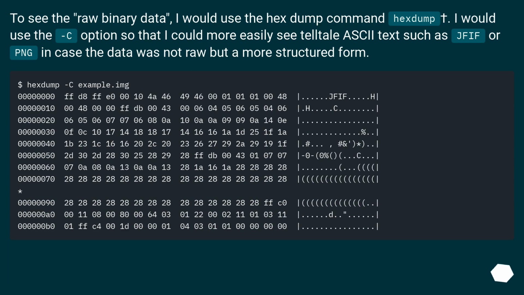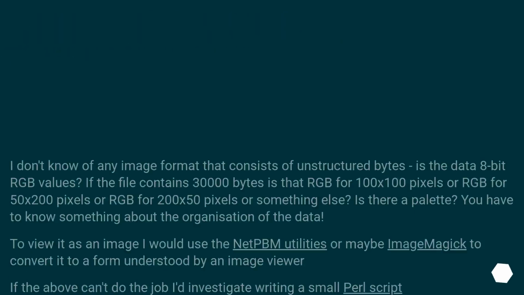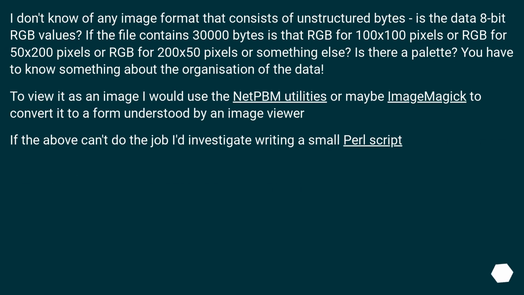To see the raw binary data, I would use the hexdump command. I would use the -C option so that I could more easily see telltale ASCII text such as TIFF or PNG in case the data was not raw but a more structured form. I don't know of any image format that consists of unstructured bytes.